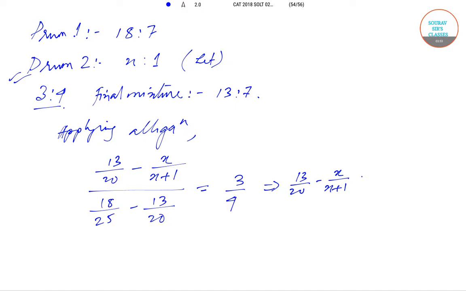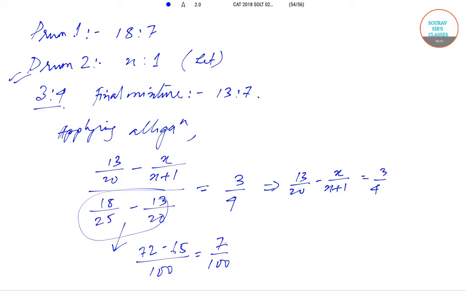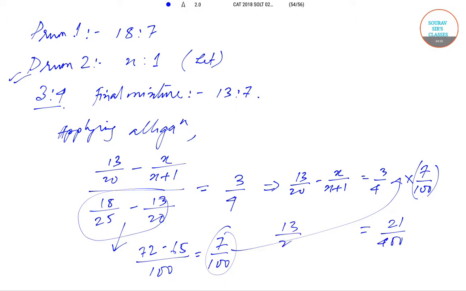Upon solving this structure, we get that (13/20 minus x/(x+1)) will be equal to 3/4 times the denominator. The LCM will be 100, so 18 into 4 will be 72 minus 13 into 5, which will be 65. So we are ultimately getting 7/100. Multiplying by 3/4, this gives us 21/400, which is equal to 13/20 minus x/(x+1).